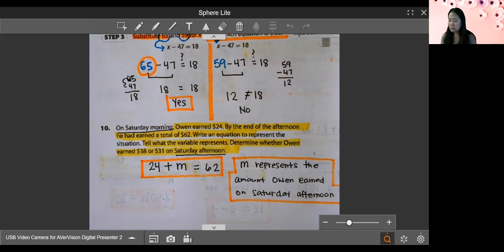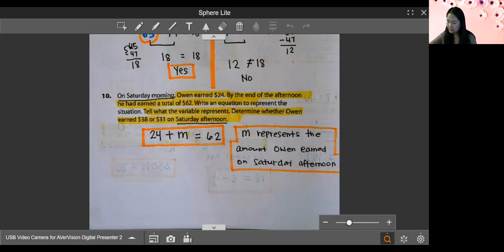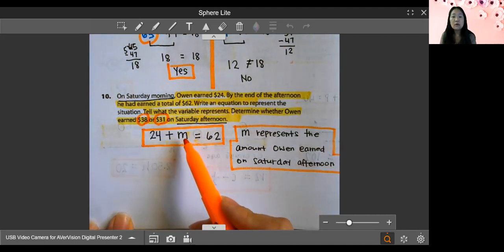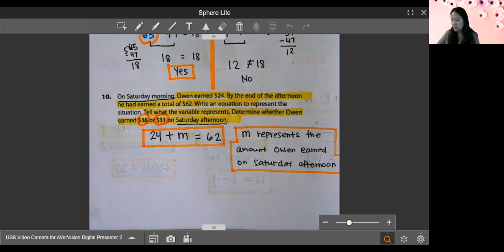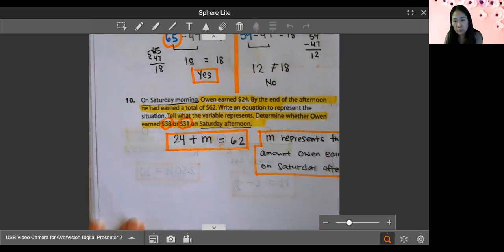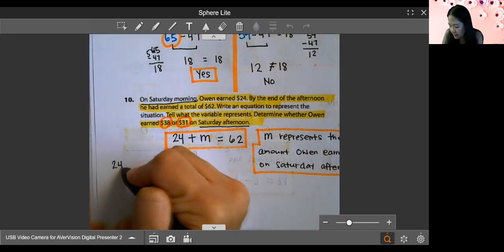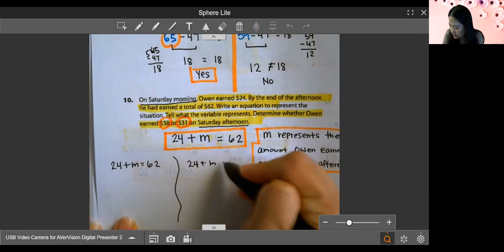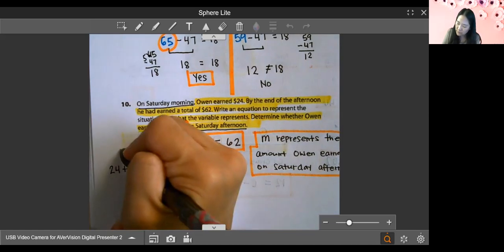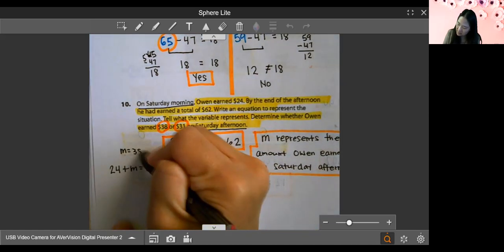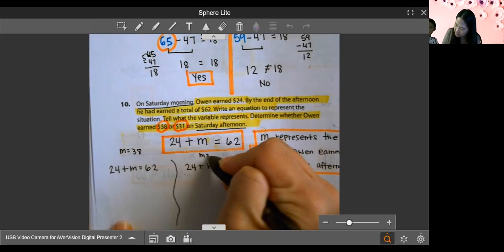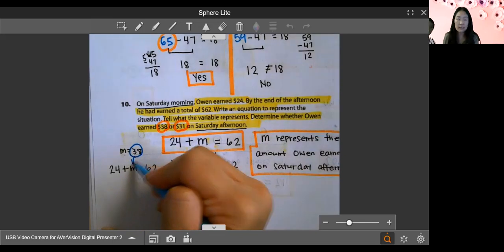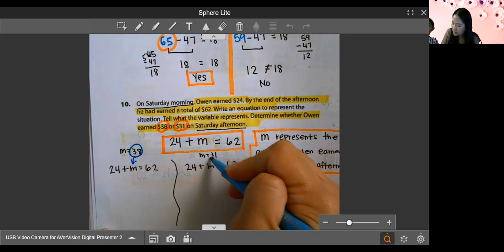Okay, now let's do the last part. Between $38 and $31, when we substitute these numbers for the variable, which one is the solution of the equation? So just like before, I'm going to write the equation twice. So here's the first one, 24 plus m equals 62. Here's the second one, 24 plus m equals 62. For this one, I'm going to substitute m for 38. And for this one, I'm going to substitute m for 31. Okay? So 38 is going to be substituted right here. And then 31 is going to be substituted right here.